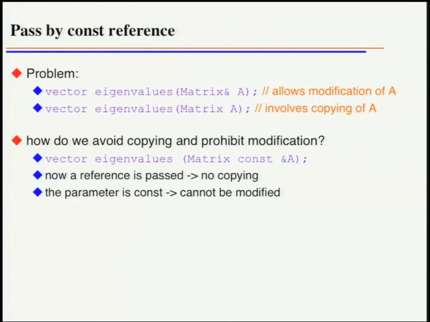So compare these three variants. This one does not copy, but allows the function to modify my matrix A, call by reference. Then there's call by value, where we copy the object, which might be expensive, but it protects us from changes of A. And there's passing by const reference, which is cheap because it does not copy, and it protects us from modifications of the matrix A. Questions?